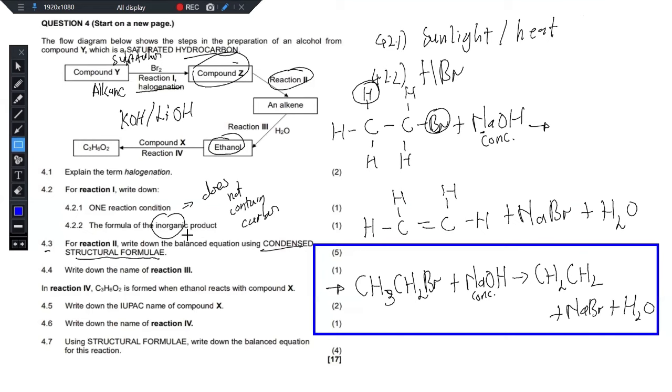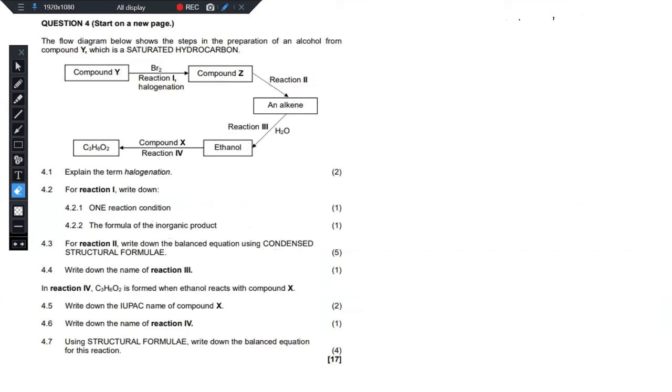They say write down the name of reaction 3. What is reaction 3? Now we are moving from an alkene to an ethanol, right? So here we are moving from an alkene to a saturated compound, unsaturated to saturated, that's addition. So it's an addition reaction. We can just say addition, as they did not ask us to be specific. But if we were to be specific, if we reacted with water, we know that's a hydration reaction.